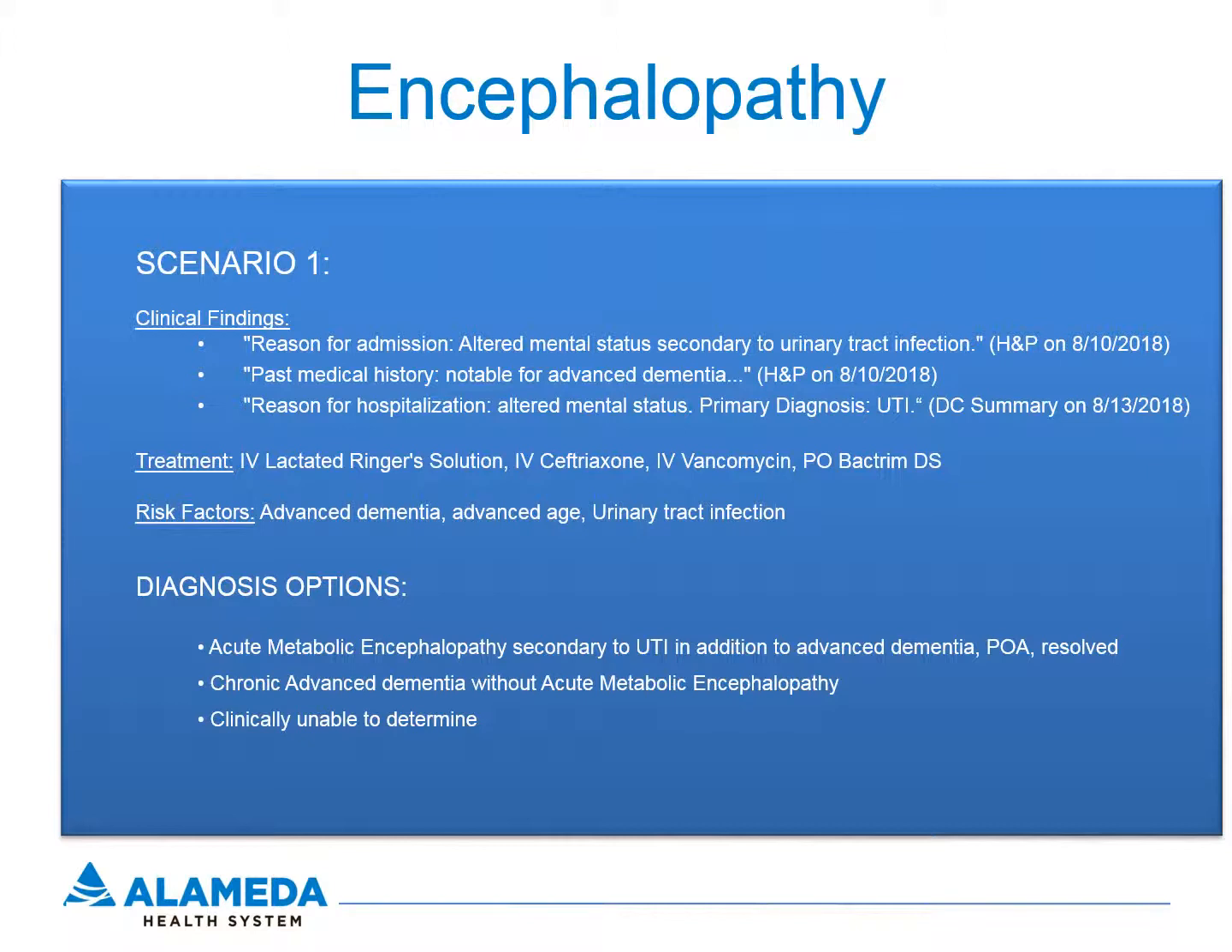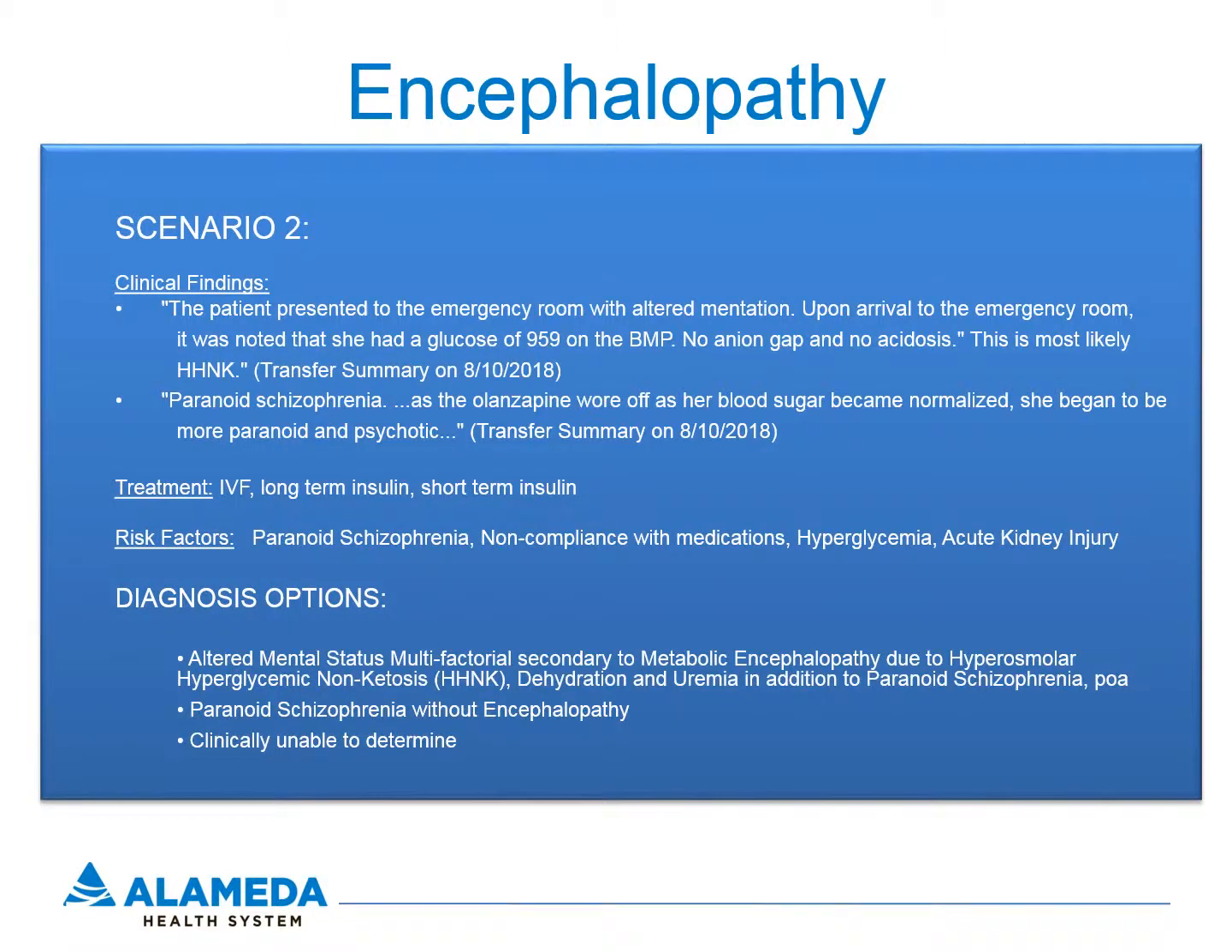We'll always give you those options if we send a query. Okay. The second scenario, here's the clinical findings for the second scenario. A patient presented to the emergency room with altered mentation. Upon arrival to the emergency room, it was noted that the patient had a glucose of 959 on the BMP, no anion gap, and no acidosis.